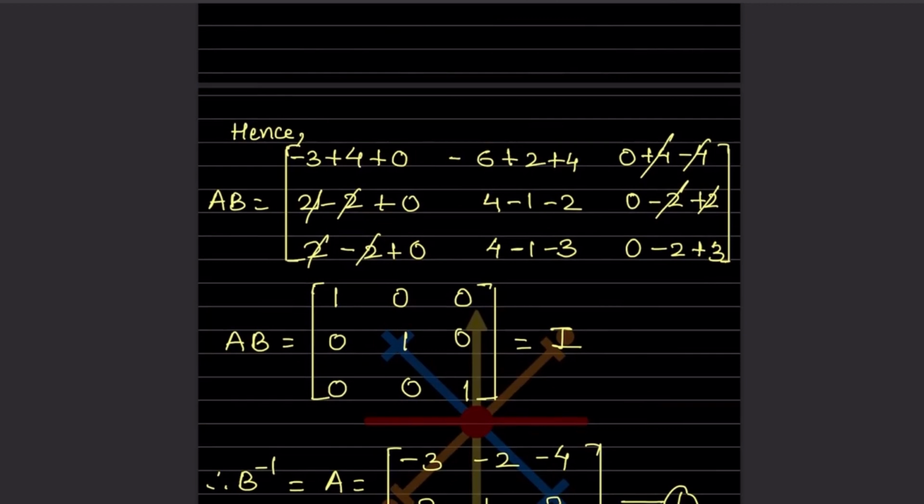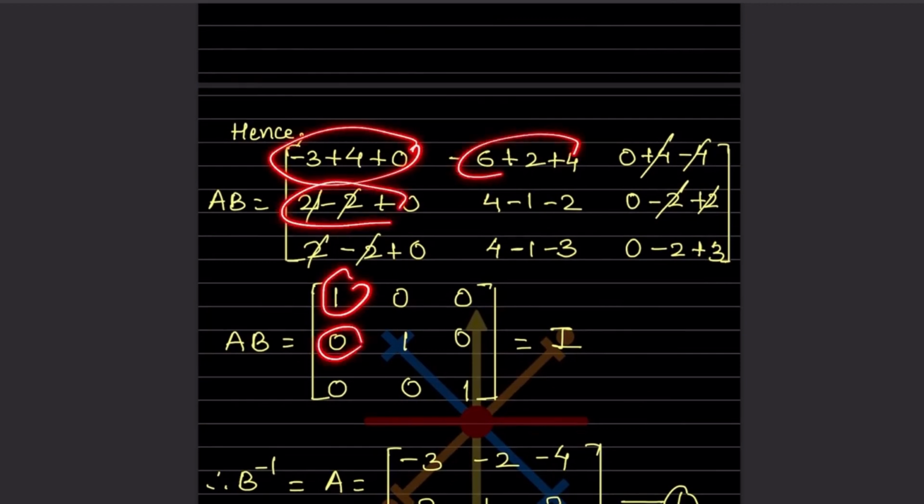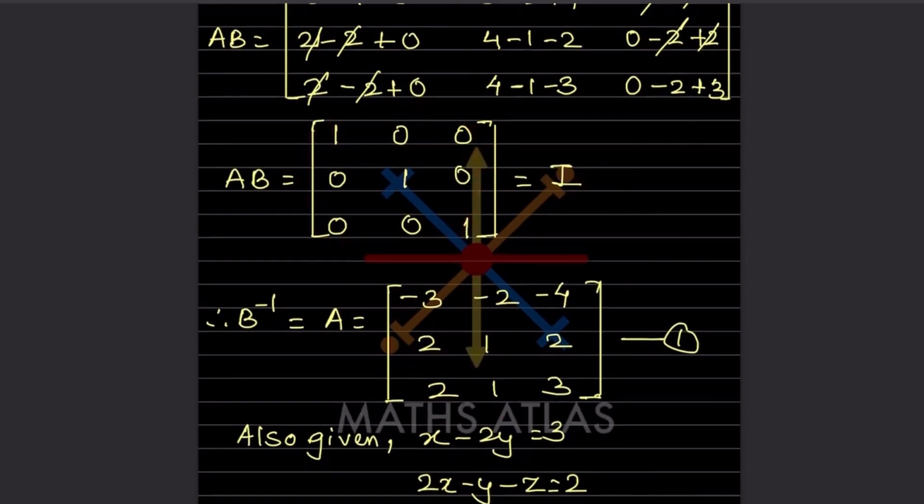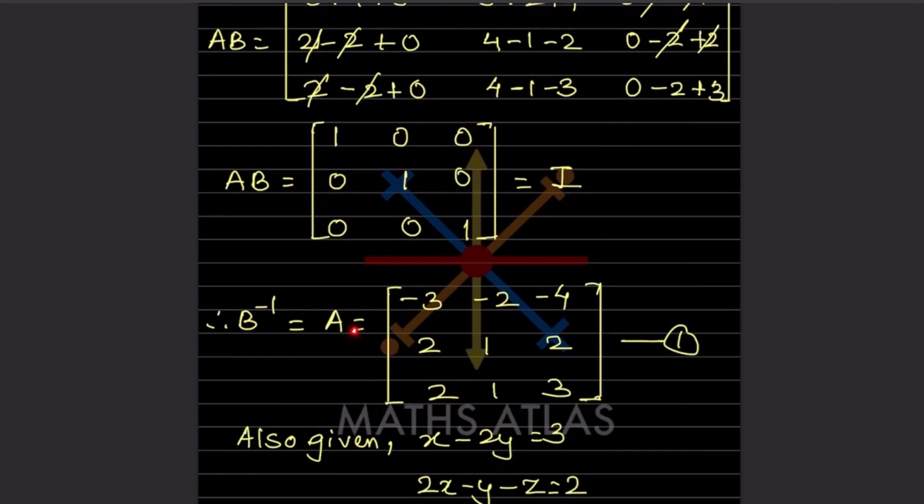So here when you solve this, you just add and you get this matrix. So this is nothing but the 3 by 3 identity matrix. So what do we write here? AB is nothing but I. So now here we have B inverse, that is A. So this is the matrix. So this is equation number 1.